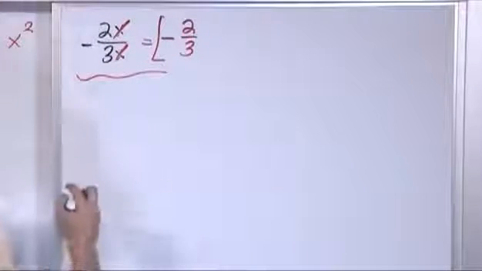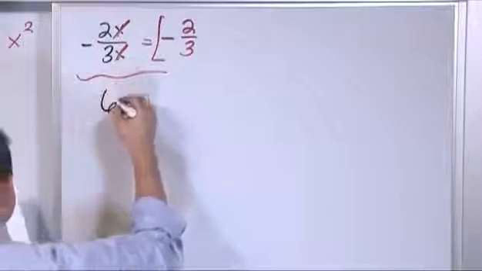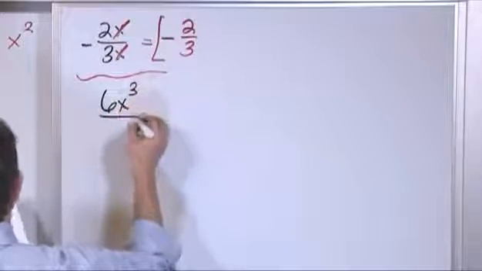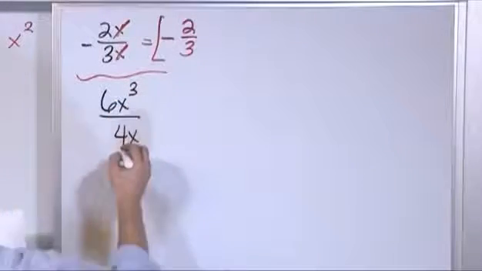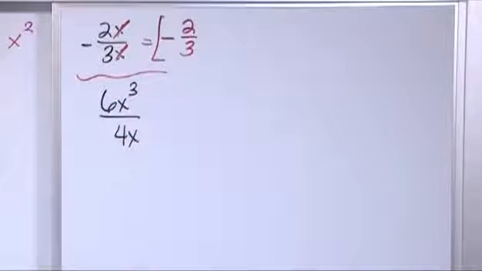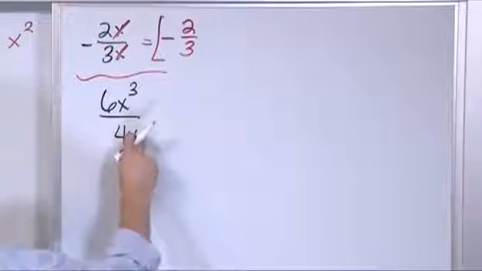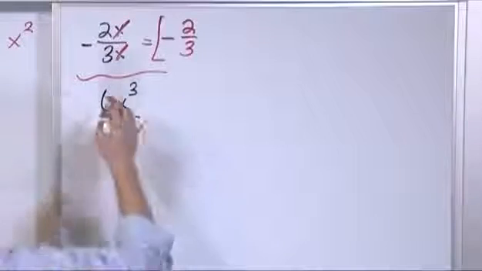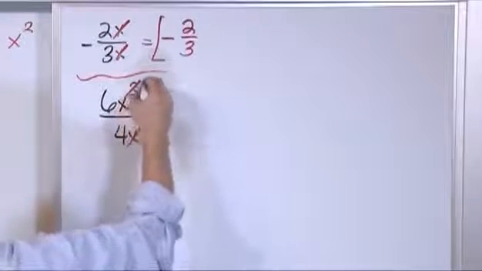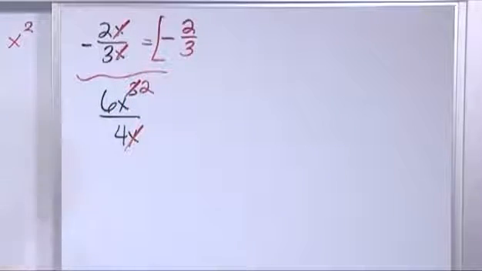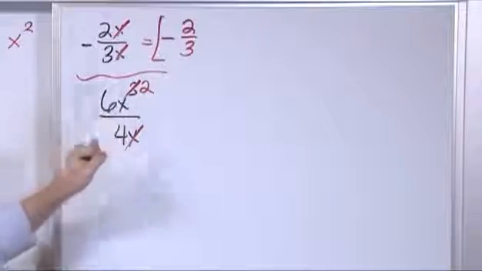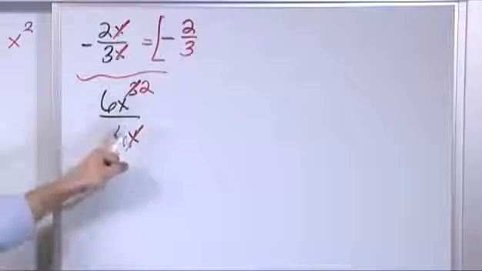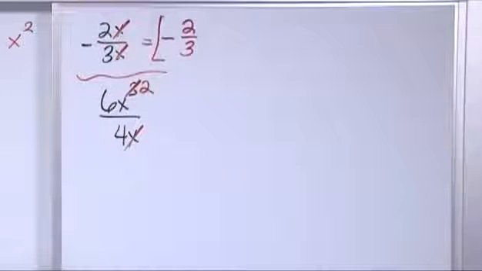Now, what if we have 6x cubed over 4x? So let's look at the variables first. We have one x down here, but we have x cubed up here. So we can cancel one of these x's with only one of them from the top. So I'm going to change this exponent to a 2. Because remember, this was x times x times x originally. When I cancel one of them, I just have x times x. So that's x squared there. So I'm done with that.